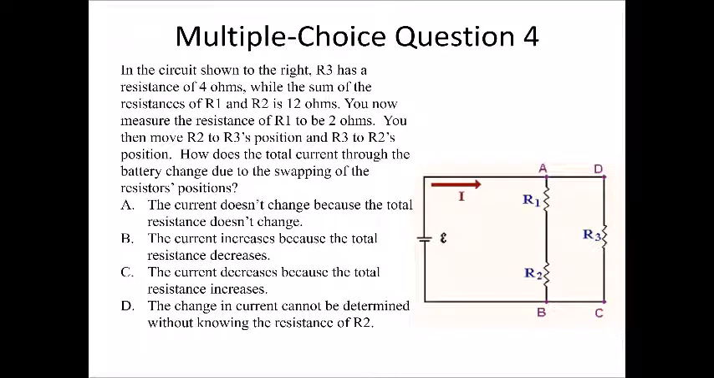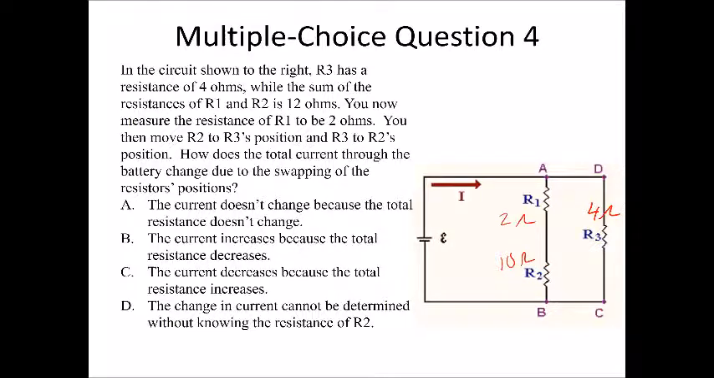All right, so same circuit we looked at in question 3. R3 is 4 ohms. The sum of the resistances of R1 and R2 is 12 ohms. But we now measure that R1 has a resistance of 2 ohms. Well, these two resistors, R1 and R2, are in series. Their resistances add up to 12. This one's 2. That should tell you that this one has to be 10 ohms.